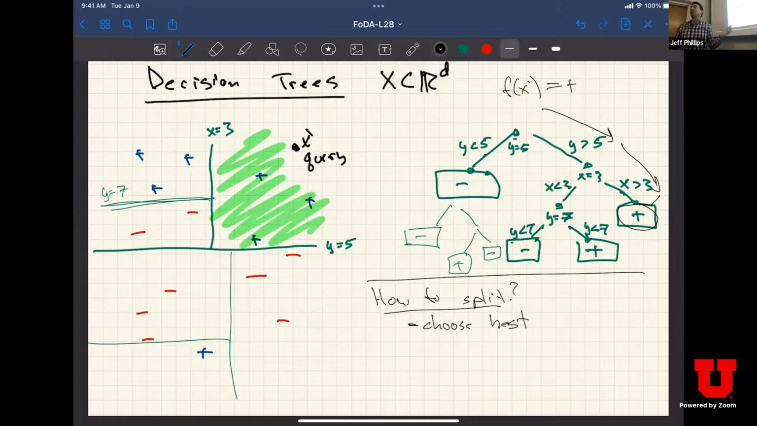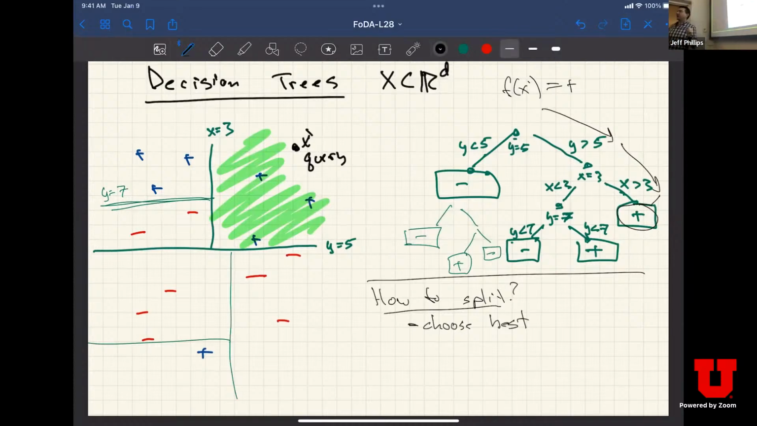There might be another criteria. I might want them to be kind of balanced because I want the tree to be roughly log n height instead of linear height, right? I could keep trimming stuff off the outside, but I'd rather have some sort of balanced split. So I want to choose the best split in some way, right?